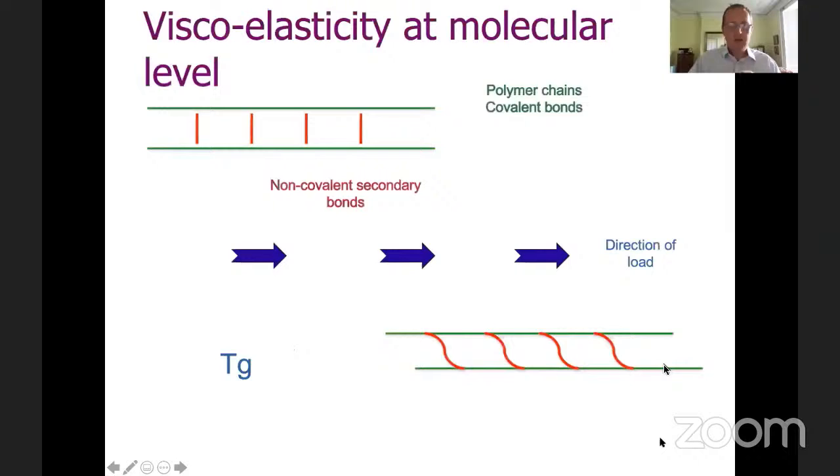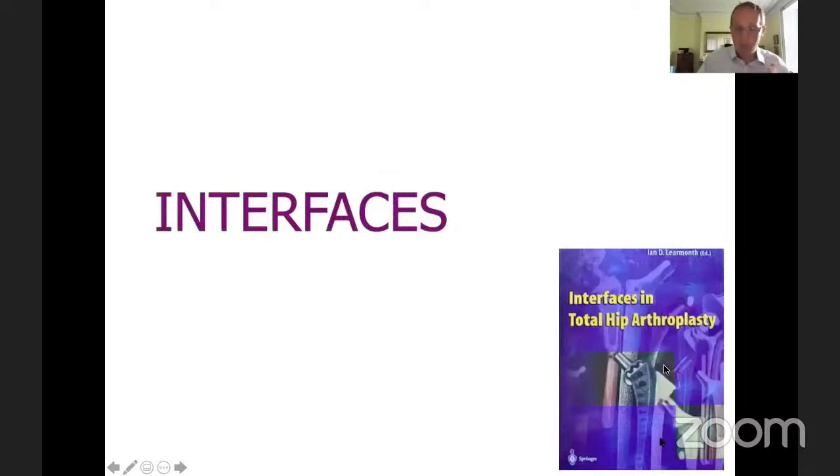Okay, and finally on the viscoelastic properties, it's this behavior. You've got these non-covalent bonds between your polymer chains. You've got these long chains of your methyl methacrylate, and you've got these non-covalent bonds, and it's the glass transition temperature that lets those bonds weaken and lets the sheets of the polymer of the methyl methacrylate slide against each other. And because that happens within the body of the cement mantle, it doesn't fail. The movement is happening between those bonds rather than at the interfaces. And that's what we'll talk about now.